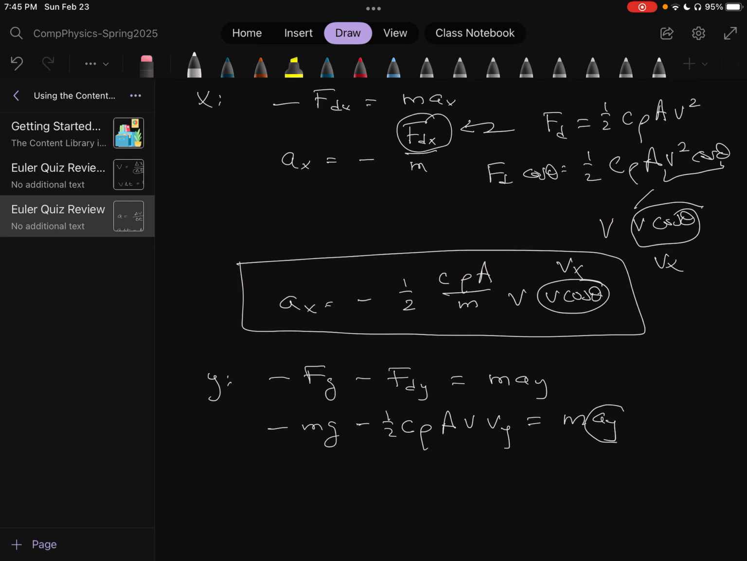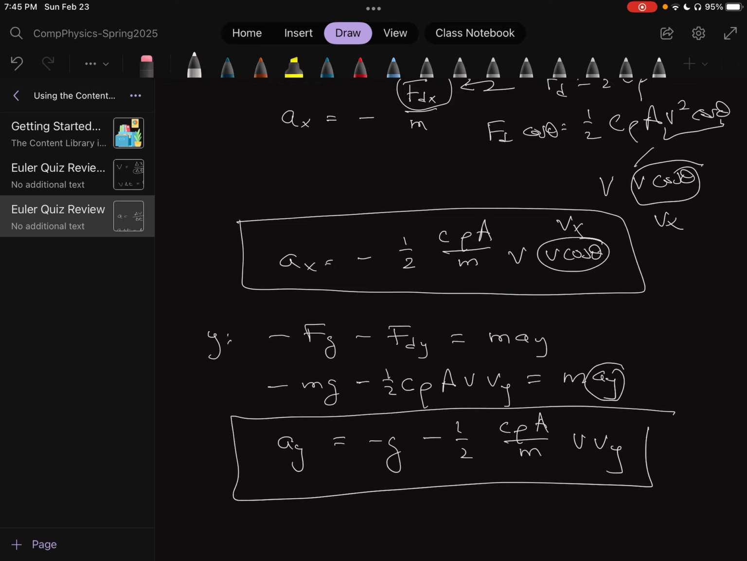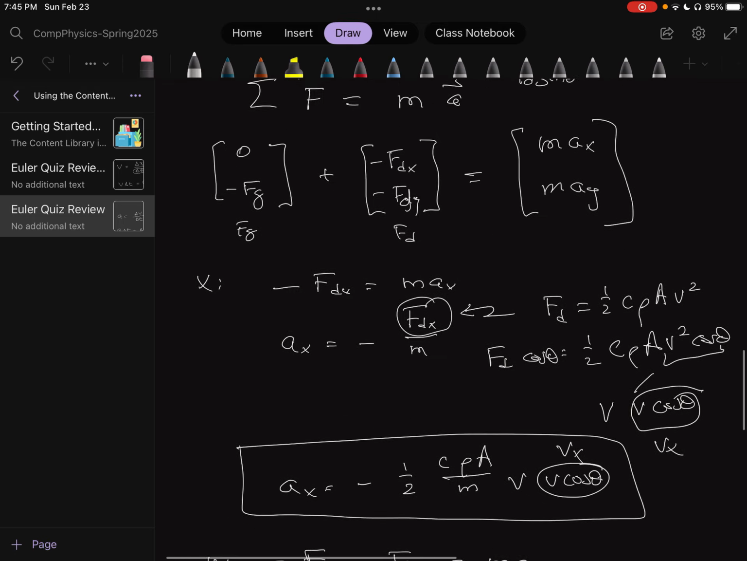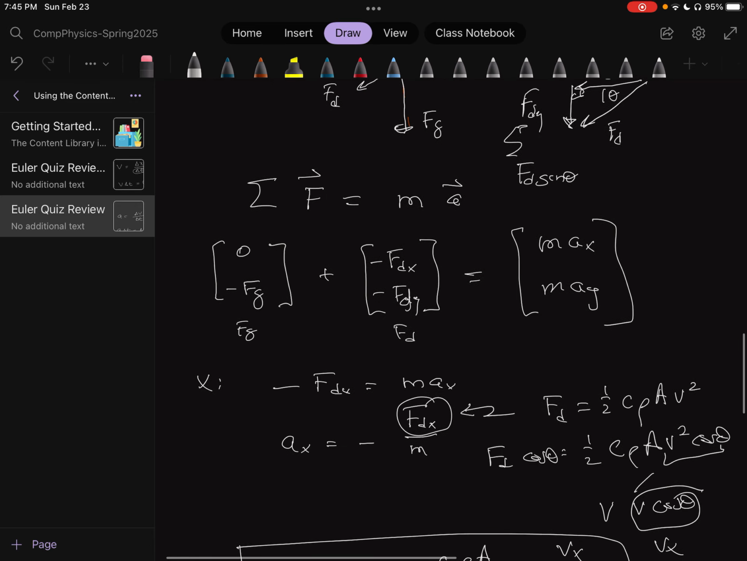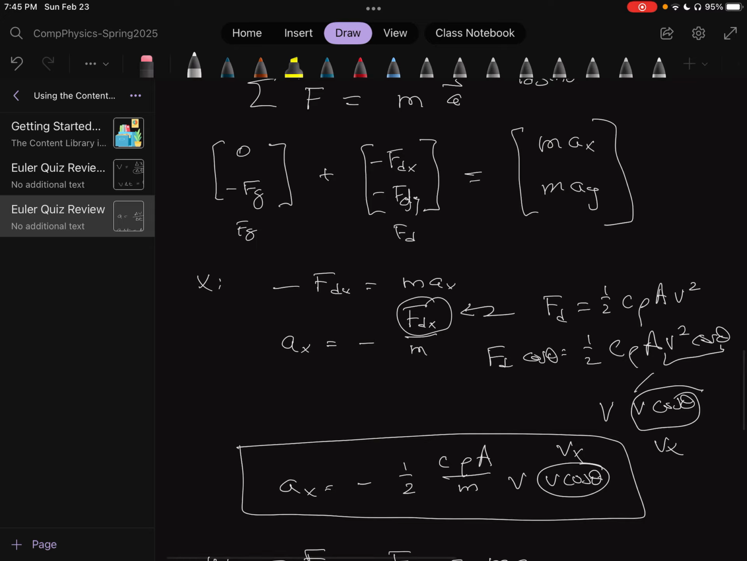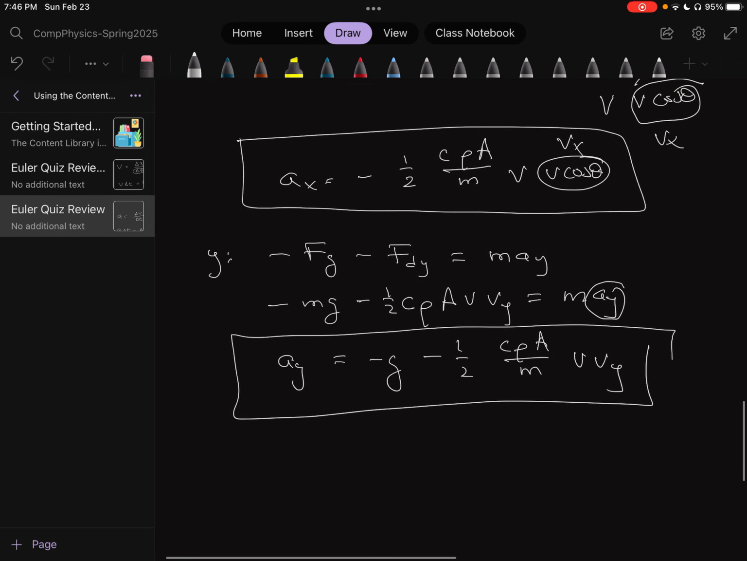Okay, and if we want to solve for ay, we just divide through by mass. So ay equals negative g minus 1/2 C rho A over m, times v, times vy. Okay, so that's just a quick review of how we go from the free body diagram to breaking the forces into their components and solving for the acceleration in the ax and ay directions.